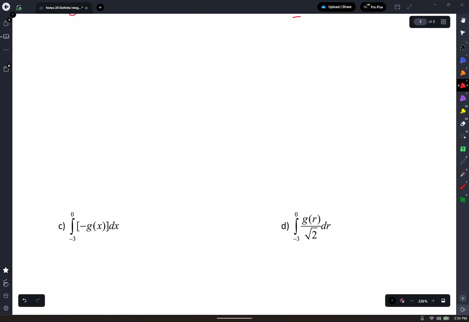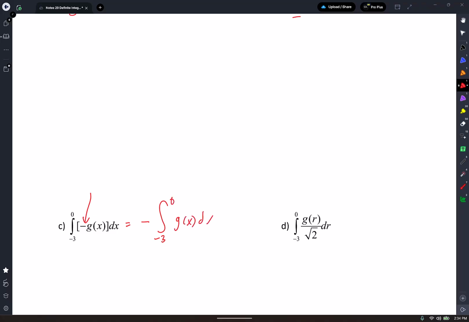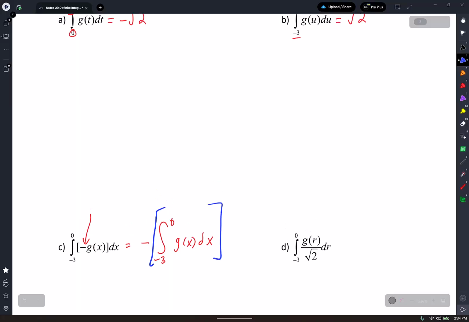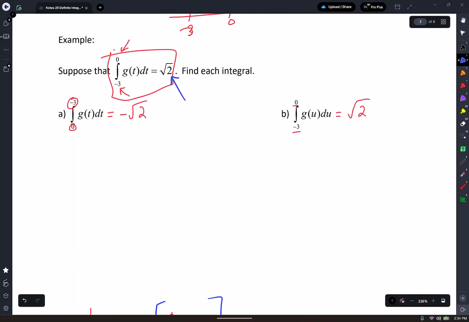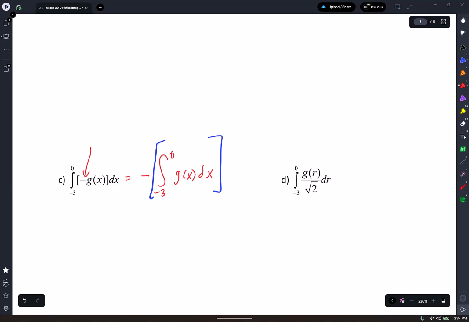Letter C. They put a negative in front of that g of x. That acts like a constant, so I can take it out. Negative in the front, integral from -3 to 0 of g of x dx. This that I'm putting in brackets, I already have that value. That's just square root of 2. So this is going to give me negative square root of 2. Are we okay? Am I going too fast or at an okay speed?